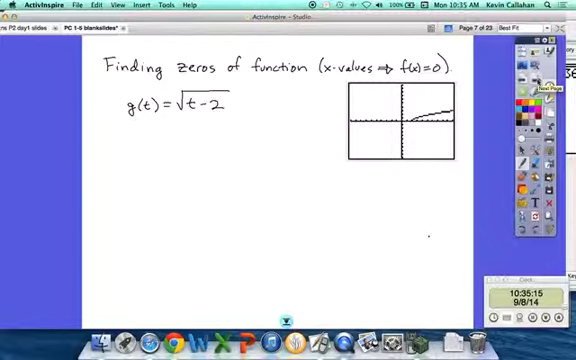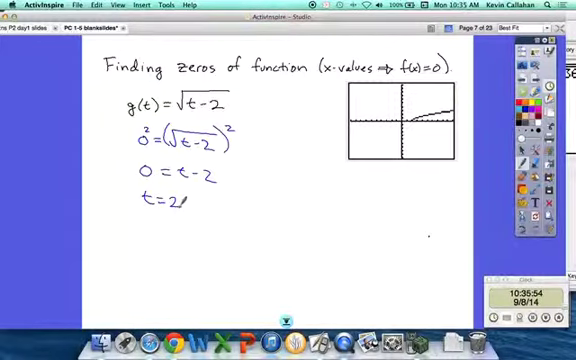Find the zeros. I mean, looking at the graph, where's the 0? It looks like it's a 2. Again, if we were to solve it, it would be 0 equals the square root of t minus 2. So it's a radical equation. How do you solve a radical equation like that? First you isolate the radical, then you undo the radical. In this case, it's a square root, so you square both sides. What do you get when you square 0? 0. And what do you get when you square the square root of t minus 2? T minus 2. T equals 2.